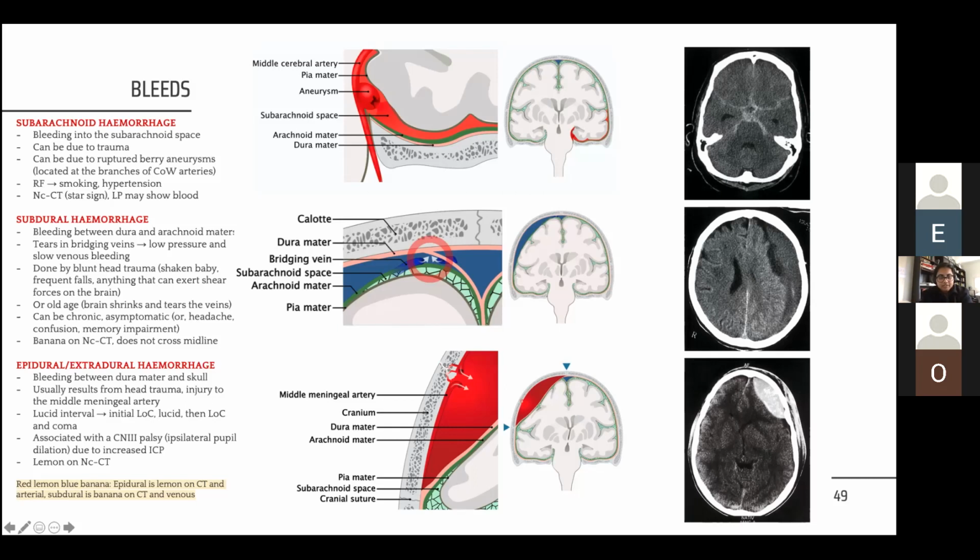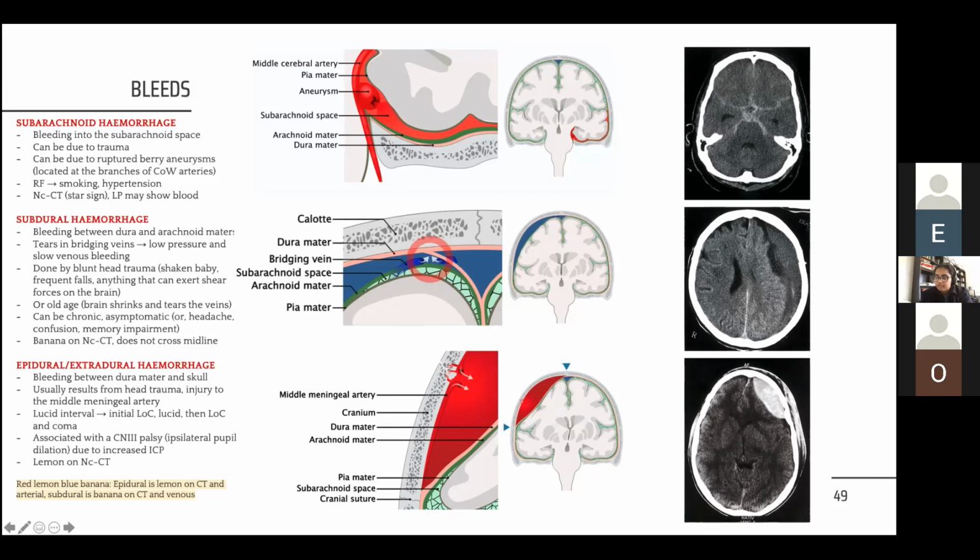It's also associated with cranial nerve 3 palsy, which causes ipsilateral pupil dilation because cranial nerve 3 sits near the brainstem, and because there's lots of pressure coming from an arterial bleed, it sort of pushes the brain down and it squashes cranial nerve 3 on whichever side it's starting on.